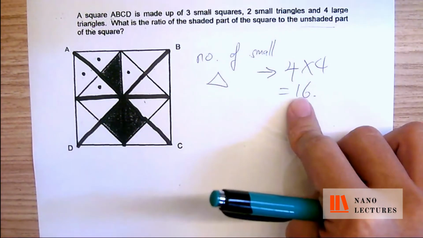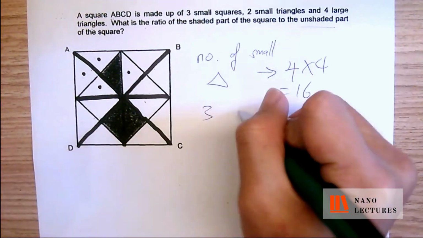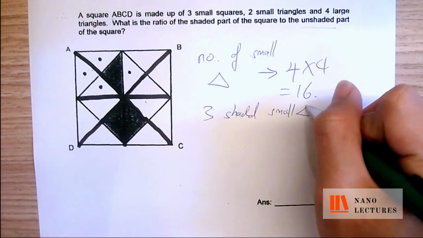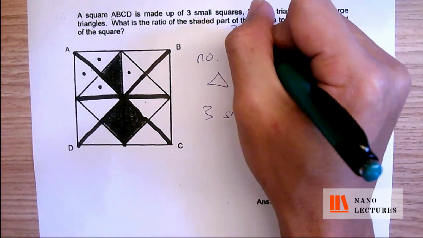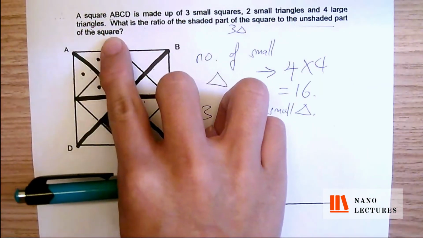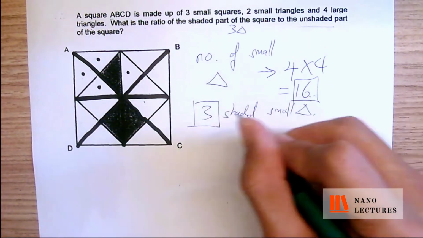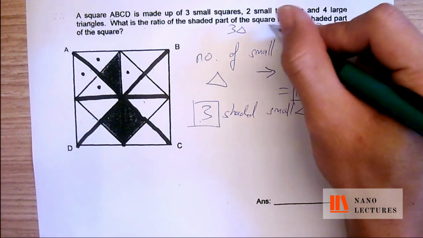How many of the triangles are shaded? 1, 2, 3. So 3 shaded small triangles. They're asking for what is the ratio of the shaded part of the square, which is 3 triangles, to the unshaded part of the square. Unshaded is how many? Total, I have 16. I shade 3. I'm left with what? 16 minus 3 will give me 13. So this will be 13. So what's the ratio? 3 is to 13.